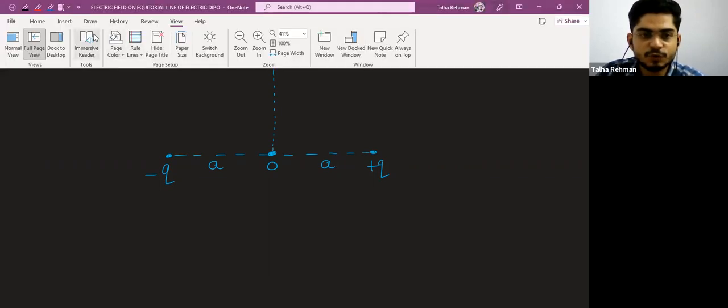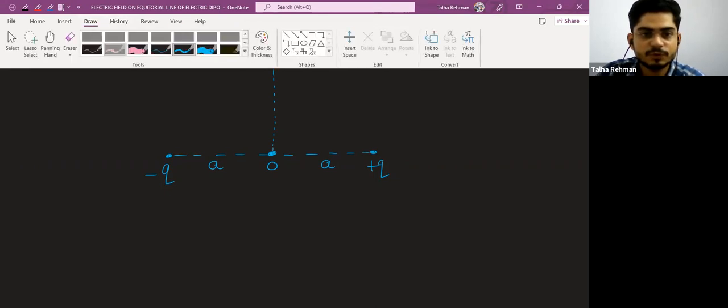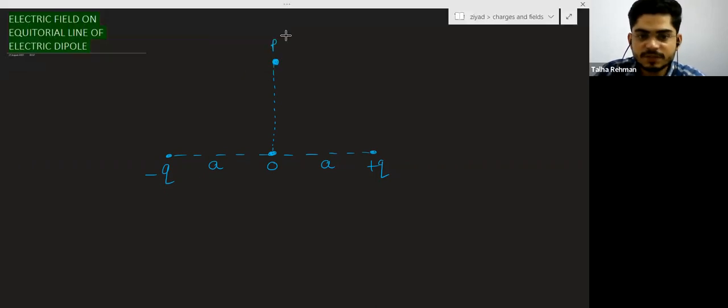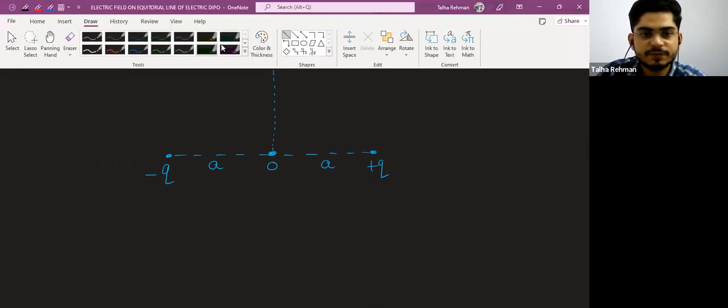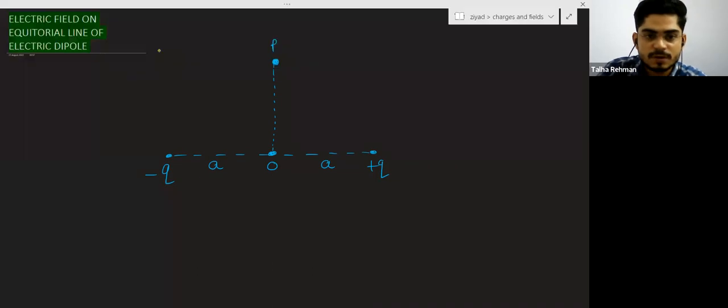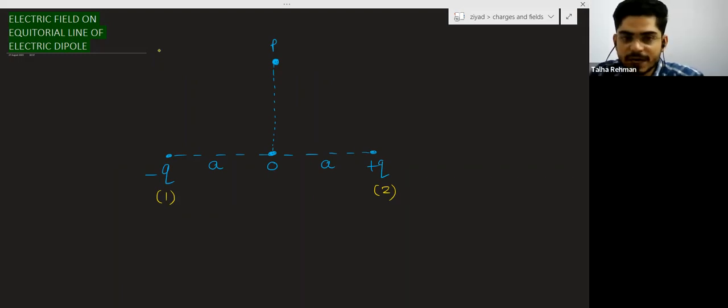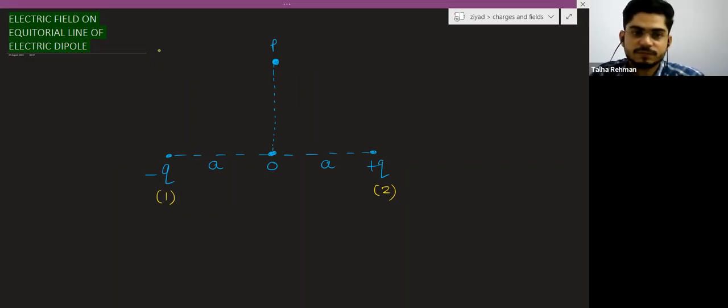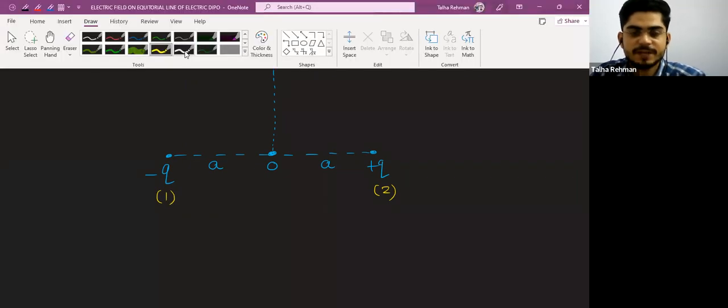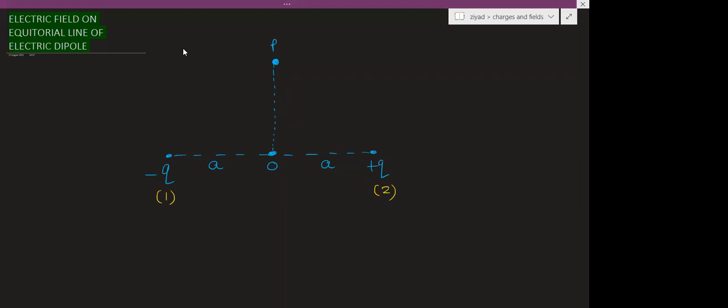For that we have to do some construction. First, we will calculate the electric field due to this charge at position 1, and after that we will calculate the electric field due to this charge at position 2. This is position 1, this is position 2. So first I am calculating the electric field at this point due to this minus q charge, meaning finding the direction.